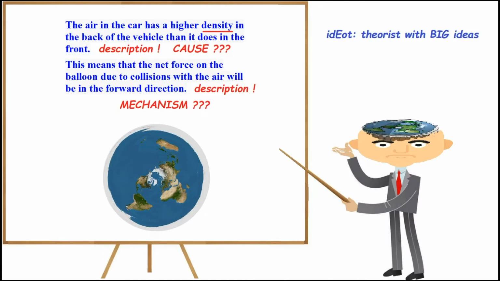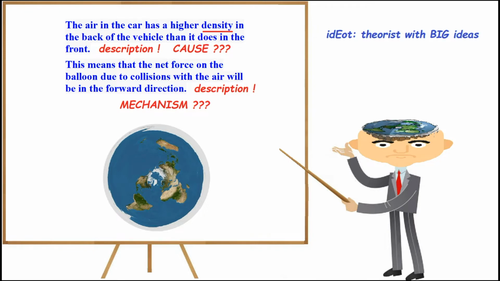Okay, so here we have one fellow, and he says, the air in the car has a higher density in the back of the vehicle than it does in the front. No kidding. I think he figured this out all by himself. Has he told us the cause? No, all he's got is a description. He's just telling us there's more density in the back of the car. He hasn't told us what caused the density to increase in the back of the balloon. Why is the density higher in the back of the car when you accelerate? That's the issue. That's the question.